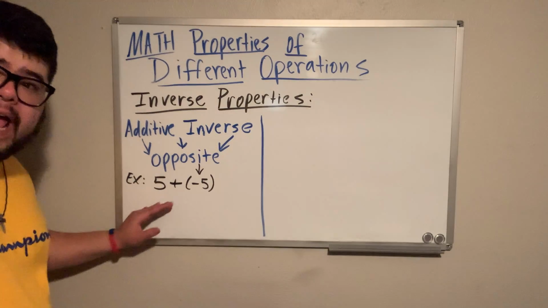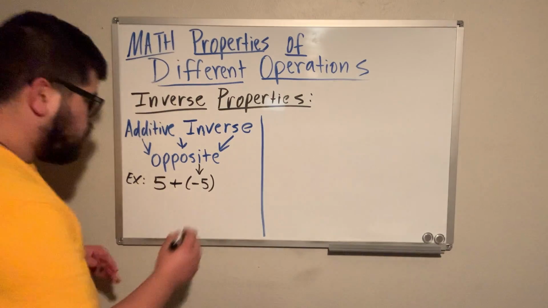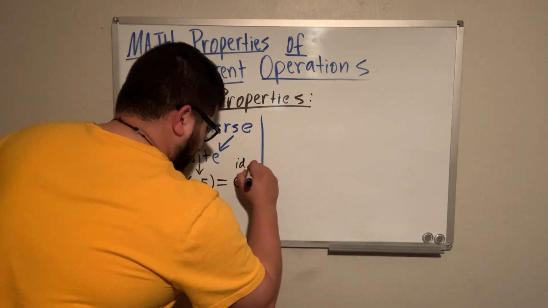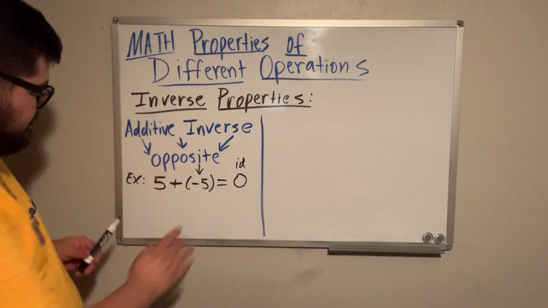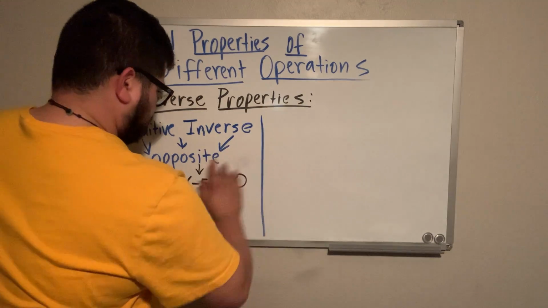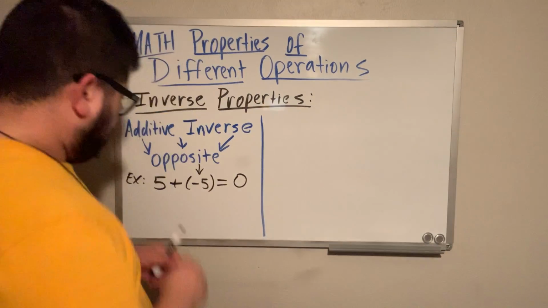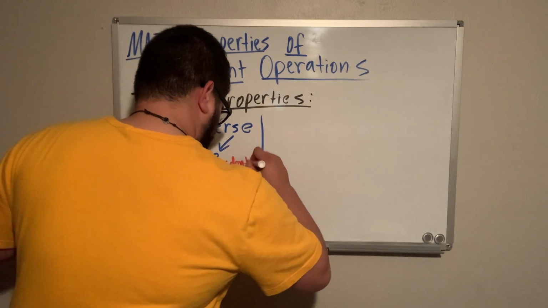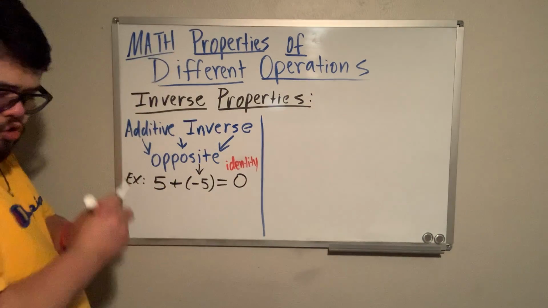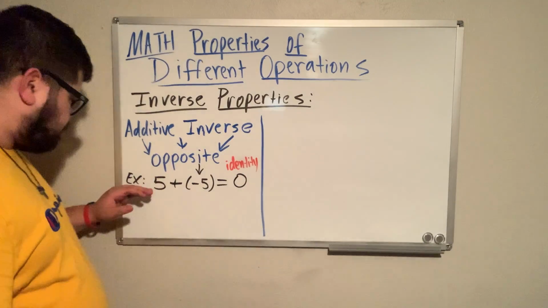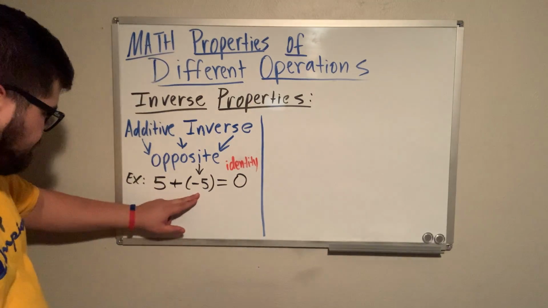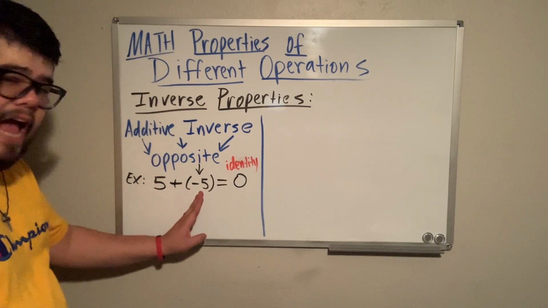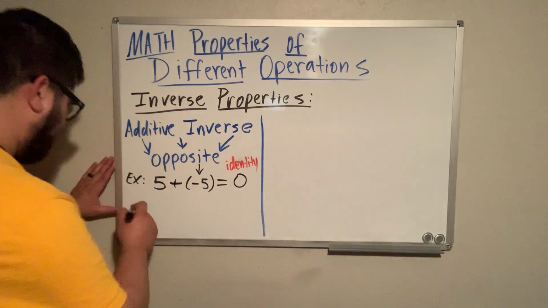And now, when we add these two numbers together, you should get the identity. Should I write ID? Well, let me write the whole word. You should get the identity. Okay? This is the opposite, the additive inverse. The additive inverse is the opposite. Negative 5 is the additive inverse.